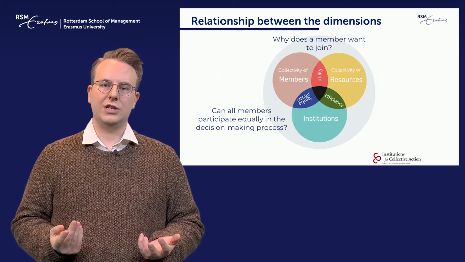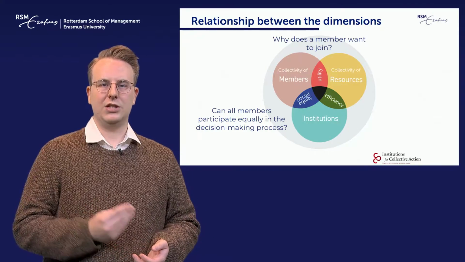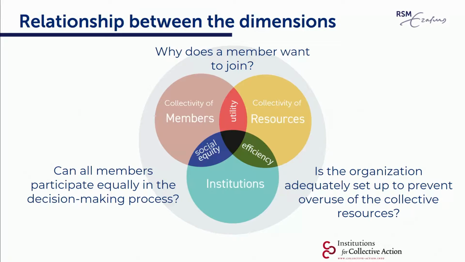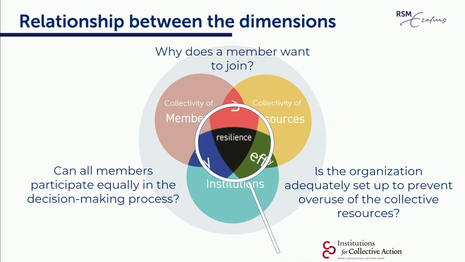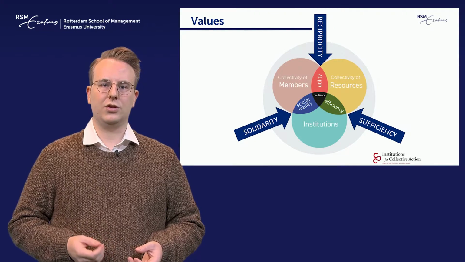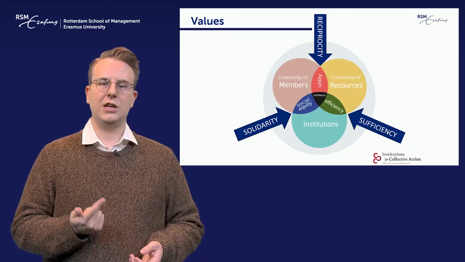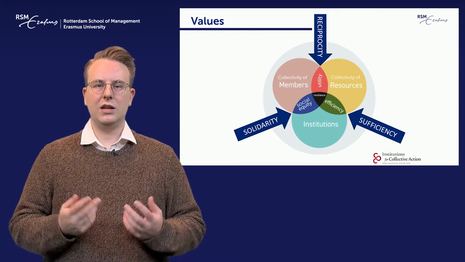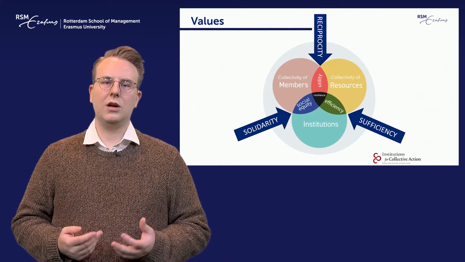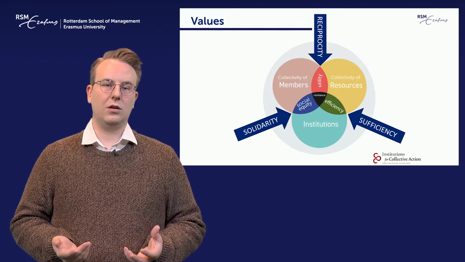Third, efficiency is positioned at the overlap between the institution and resources. Here we ask ourselves whether the organization is adequately set up to prevent overuse or overspending of the collective resources. If these aspects are properly arranged, then the ICA can be considered resilient, which is at the heart of the model. Behind these intersections are 3 driving values: reciprocity, sufficiency, and solidarity between members. These 3 values are indispensable for the resilience and sustainable development in the long term.